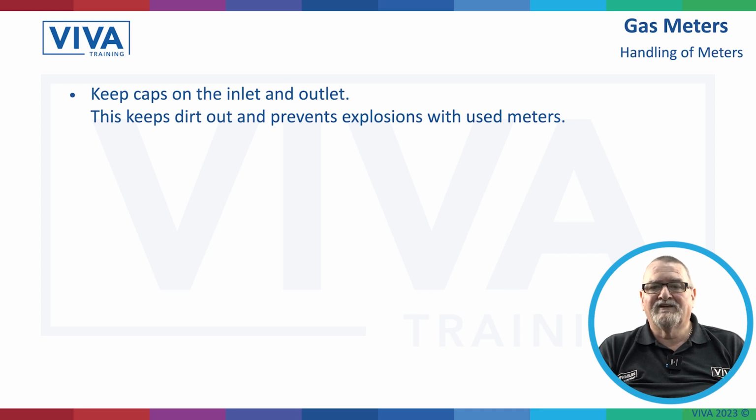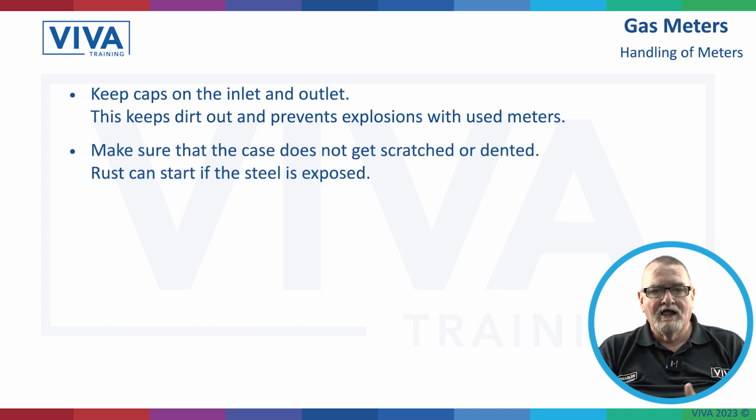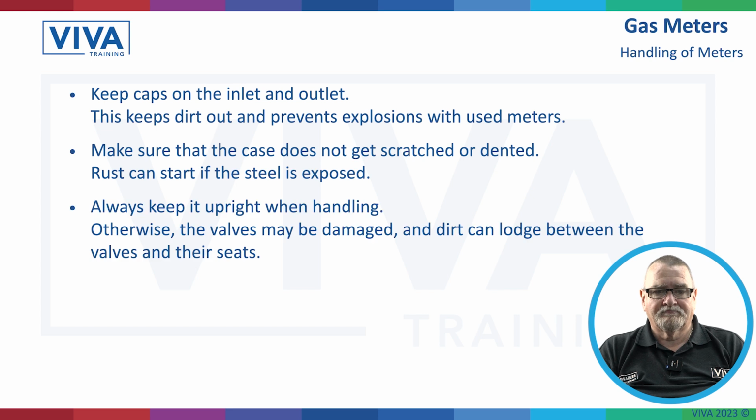So we need to cap the inlet and the outlet after we've removed it. Not only does it stop the gas coming out because gas is lighter than air, it stops dirt going in and it stops damaging the meter. It also stops things from dropping in there. When we take it out, we make sure we don't scratch the meter or damage the case, because that can cause it to rust and therefore it can cause damage to it.